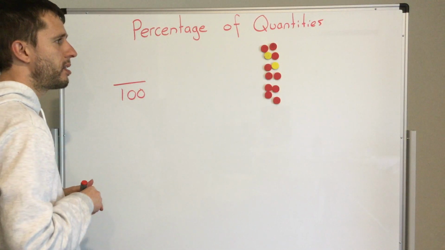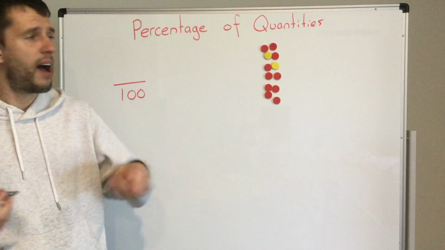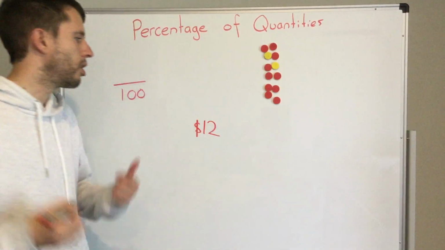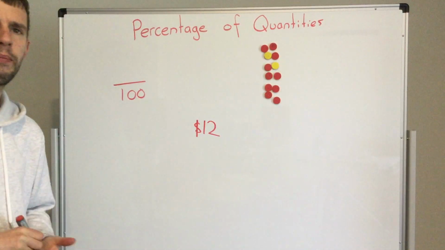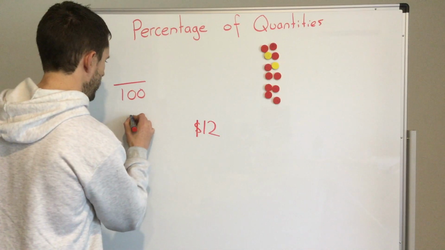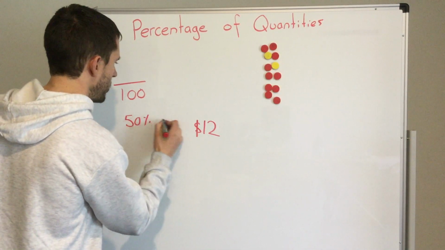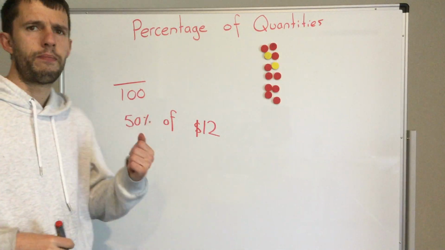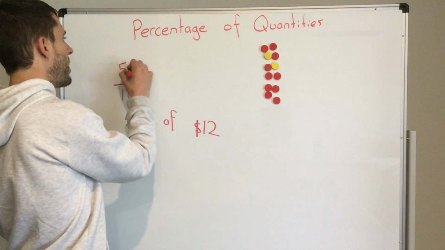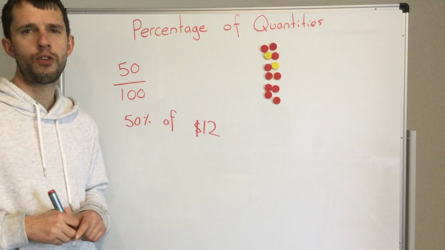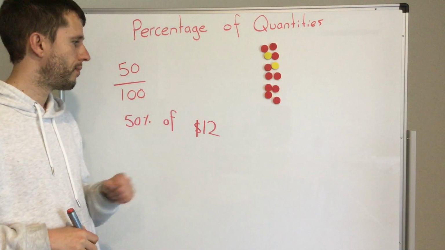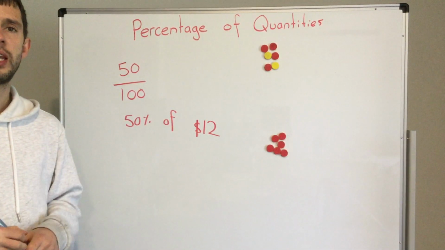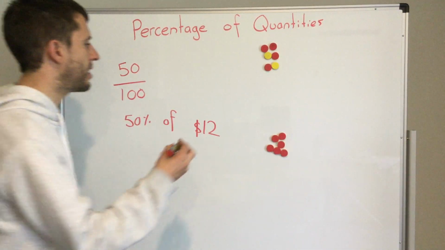Here we've got some magnets, and I've got 12 magnets, but I'm going to say each of those is $1. So I've got $12. If I'm going to say 50% of $12. If I write that as a fraction, that is 50 over 100, which is a half. A half of 12 is 6. 50% of $12 is $6.